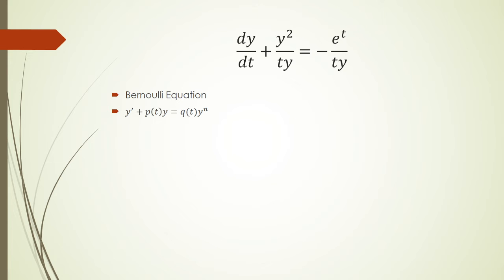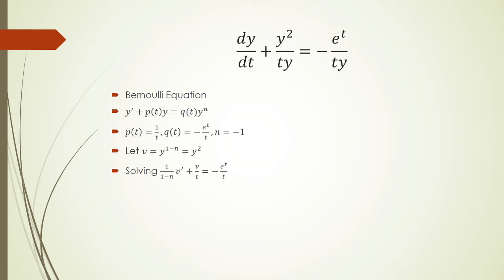The Bernoulli equation has a standard form of y prime plus p of t times y equals q of t times y to the n. Here p of t is 1 over t, q of t is negative e to the t over t, n is negative 1. For Bernoulli equation, we let v equal y to the 1 minus n. And here we set n as negative 1, so v is equal to y squared.